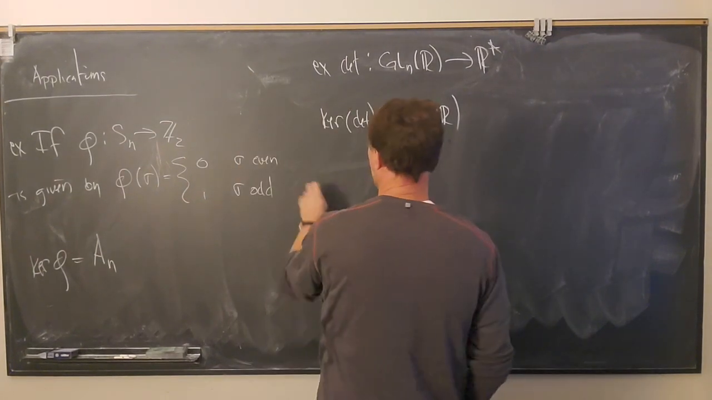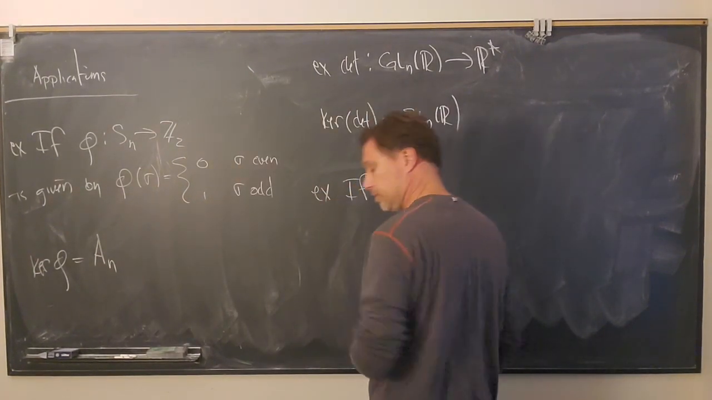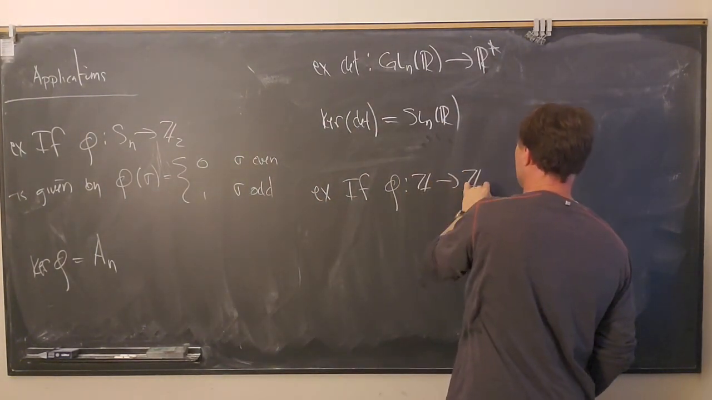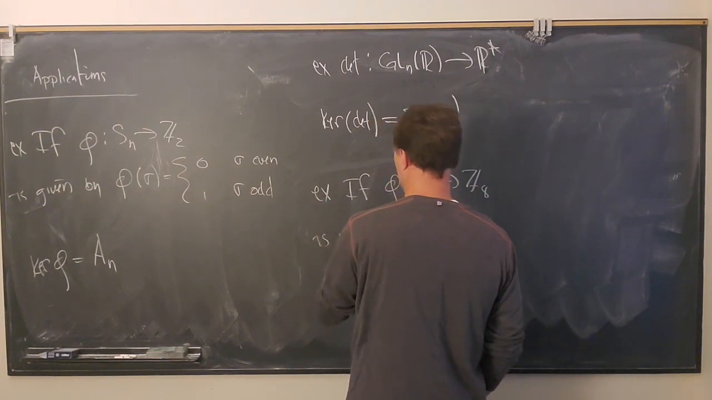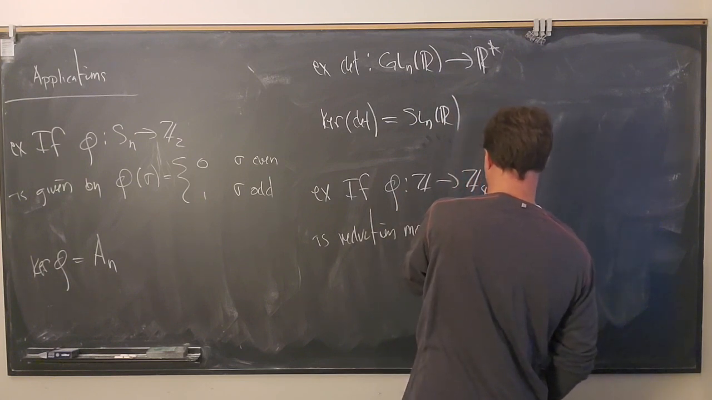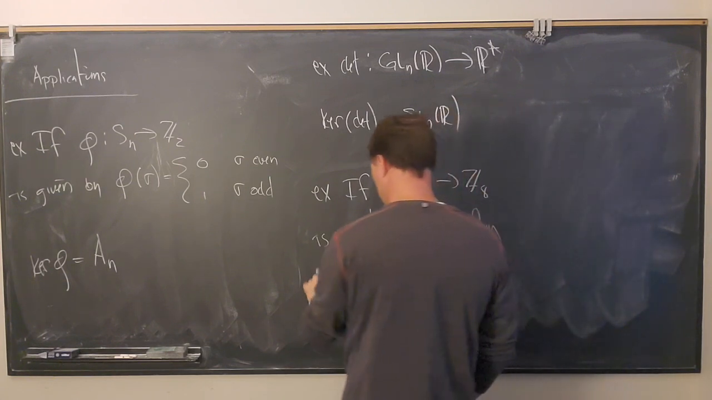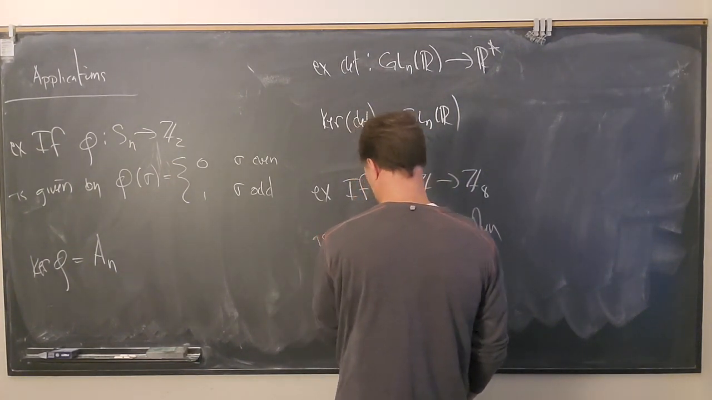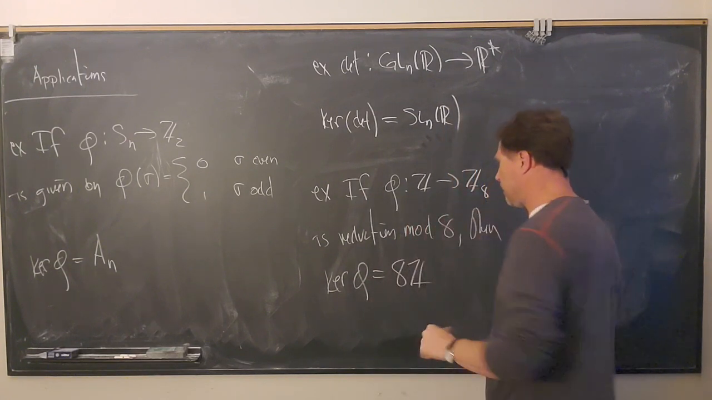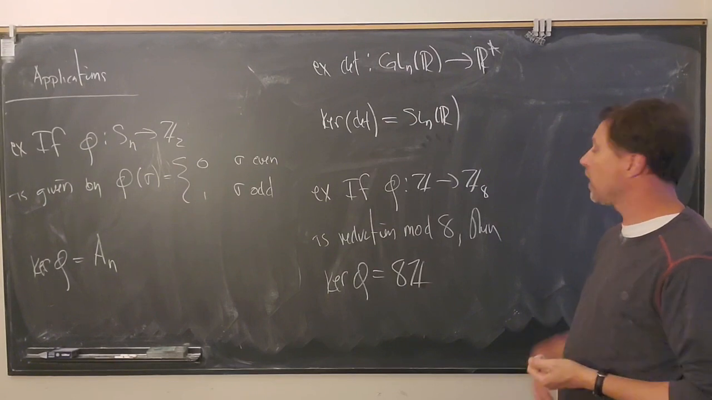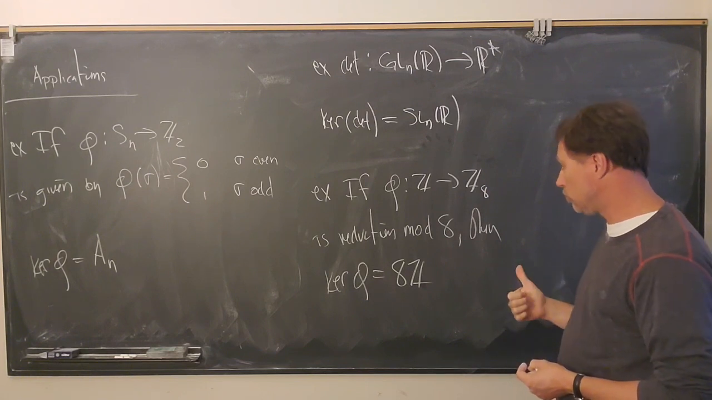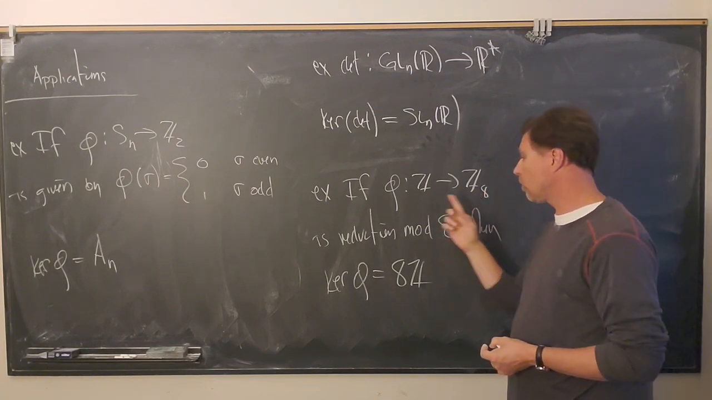One more example. If phi from Z to Z8 is reduction mod 8, then let's see, who's the kernel? Well, the kernel of phi is going to be the group 8Z, the set of all multiples of 8. Why is that? The identity in Z8 is 0, so we want all elements that get sent to 0. Well, it's going to be all multiples of 8.